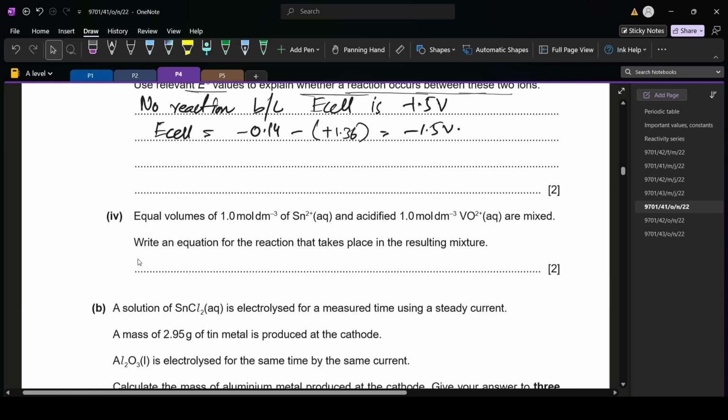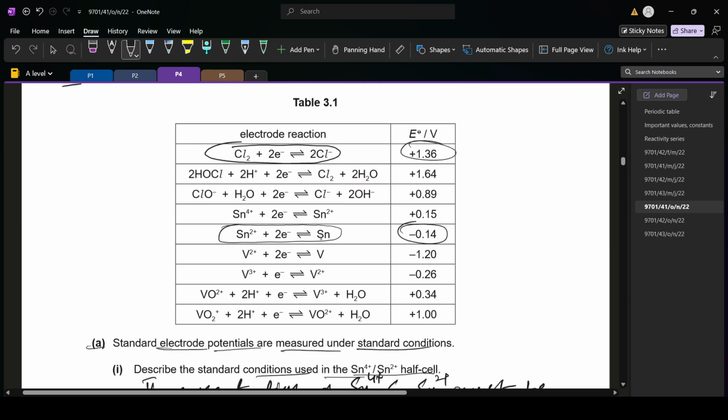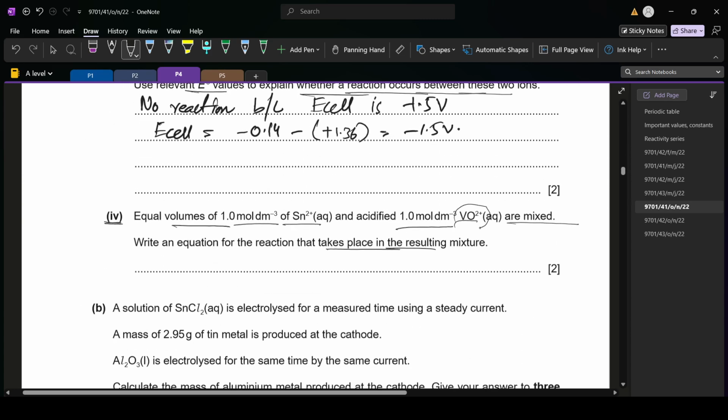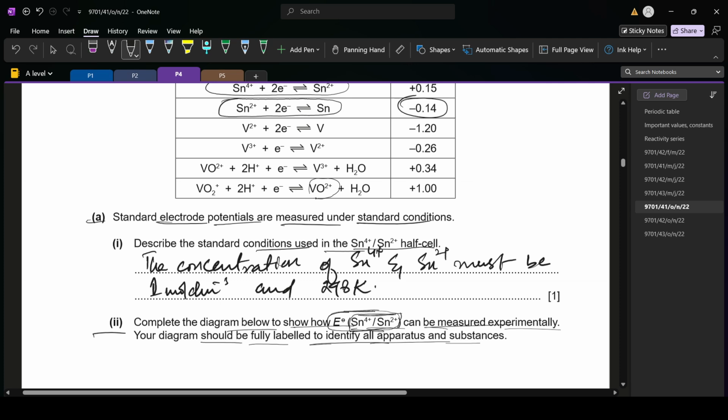Now let's move to the next part. Equal volumes of 1 mole per dm cube of Sn2+ and acidified 1 mole per dm cube of this ion are mixed. Write an equation for the reaction that takes place. So we have Sn2+, and you have this ion, VO2+. You also have the VO2+ ion here.